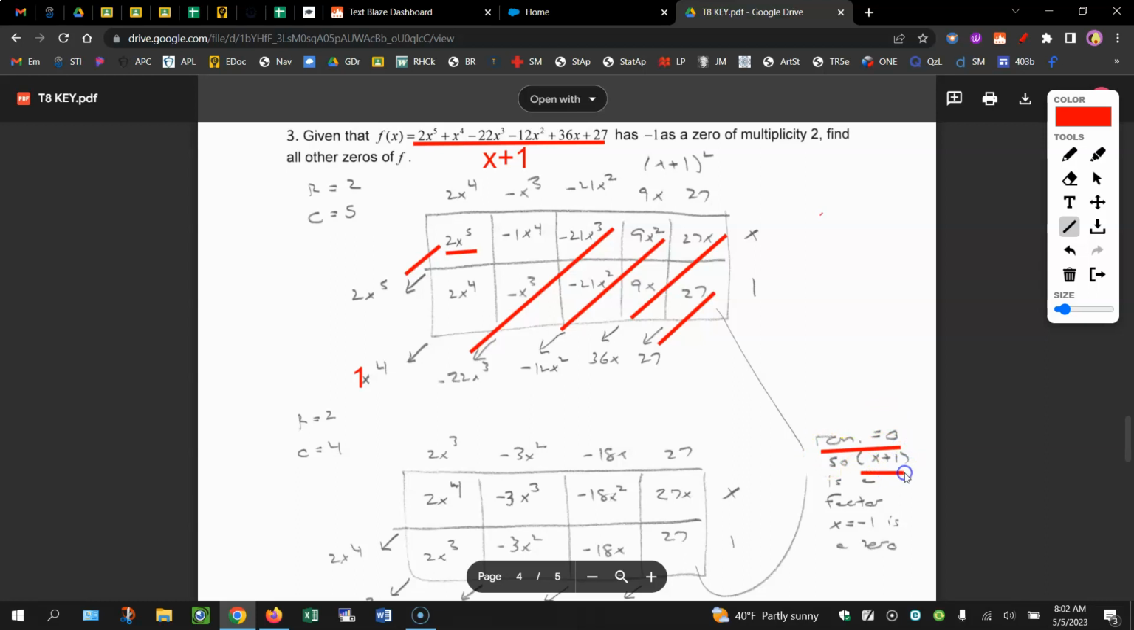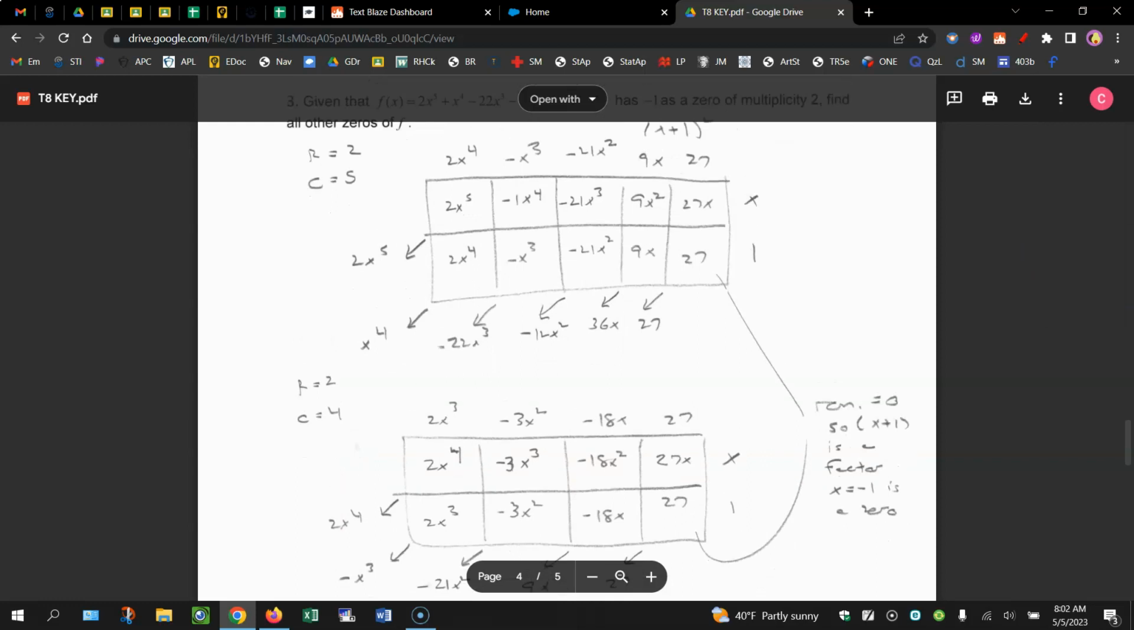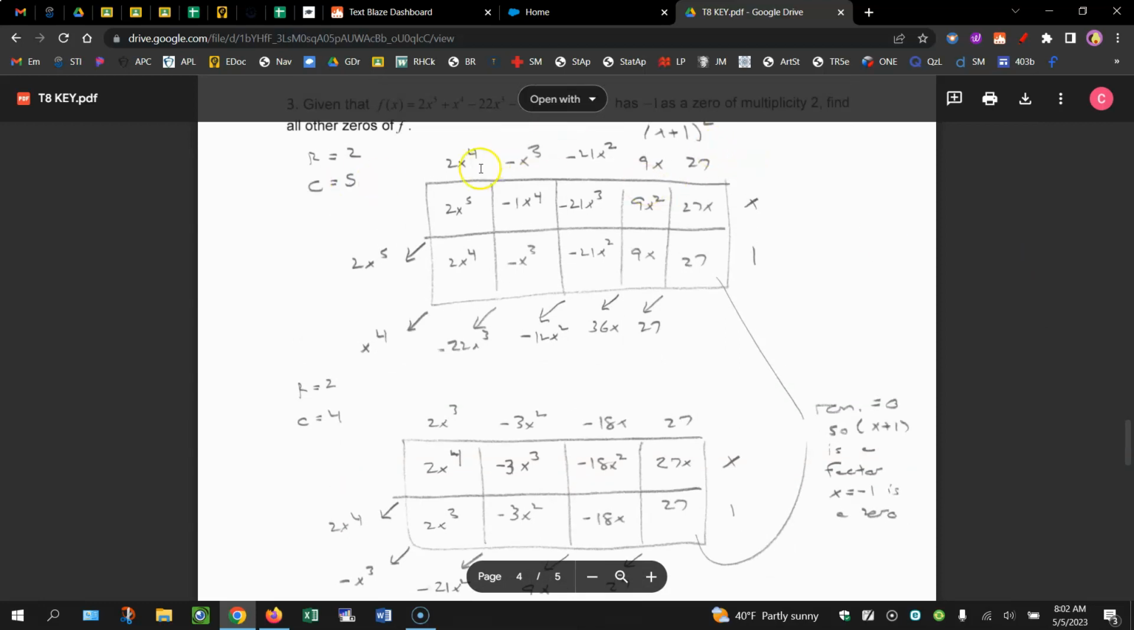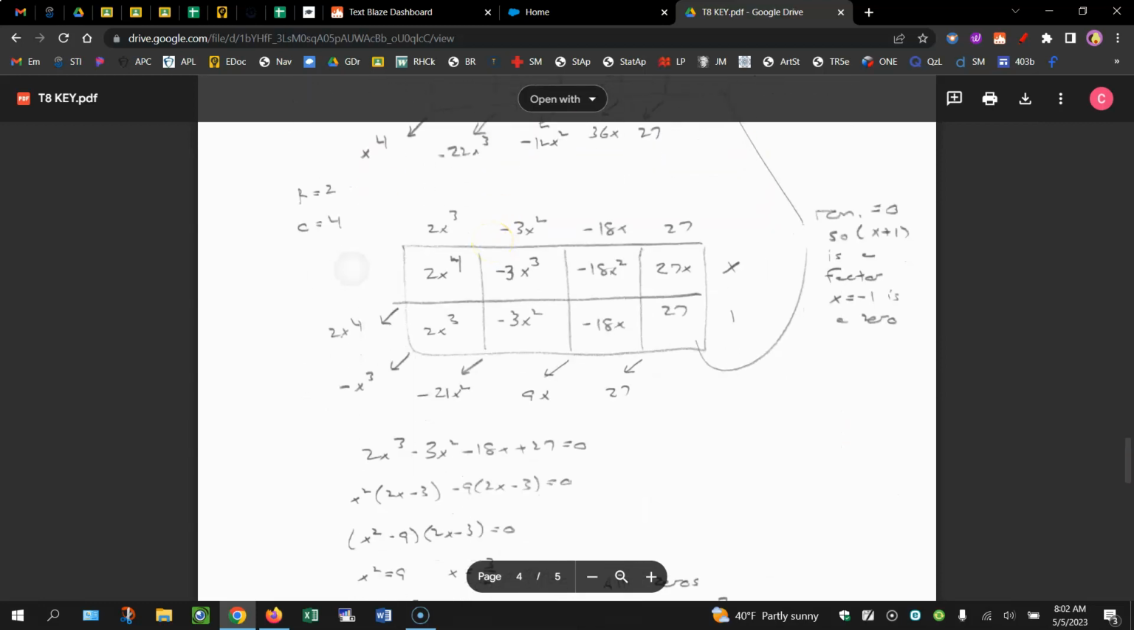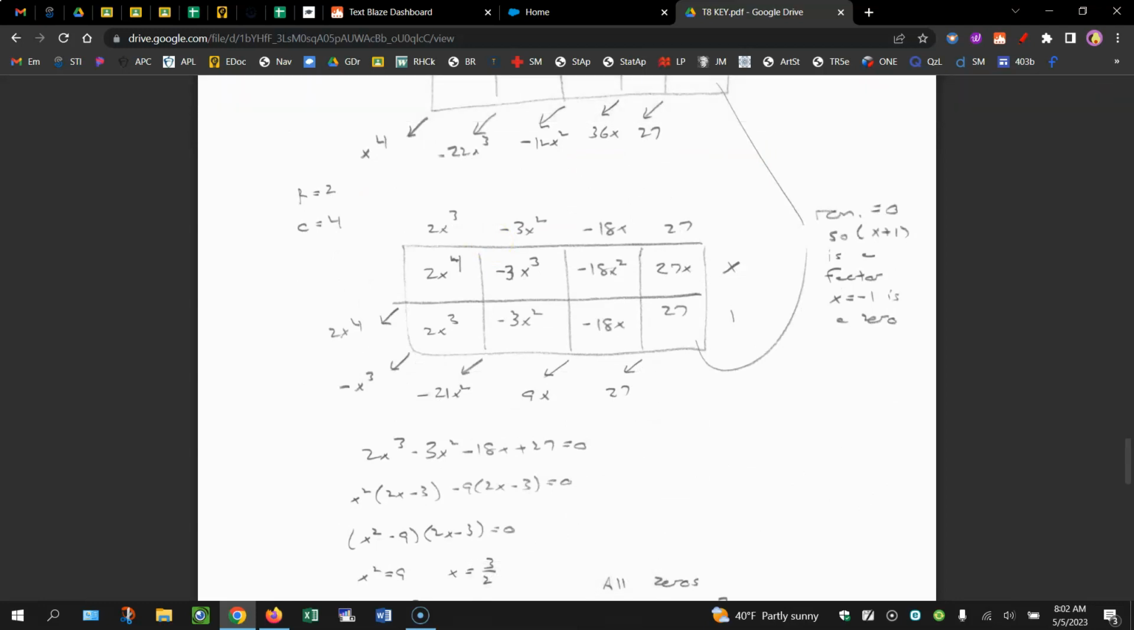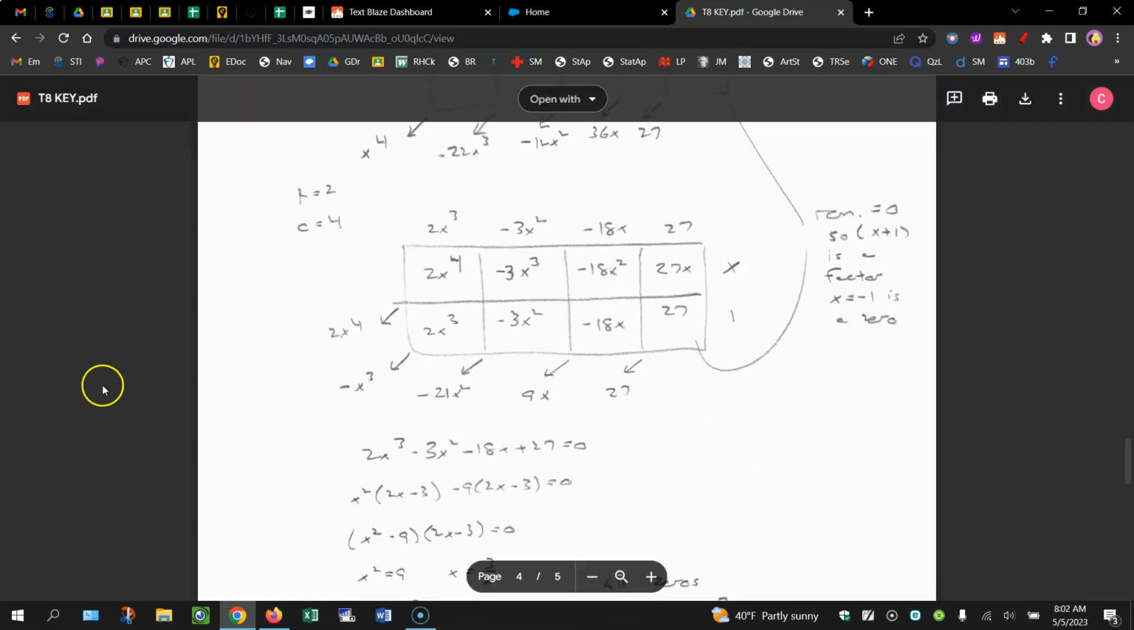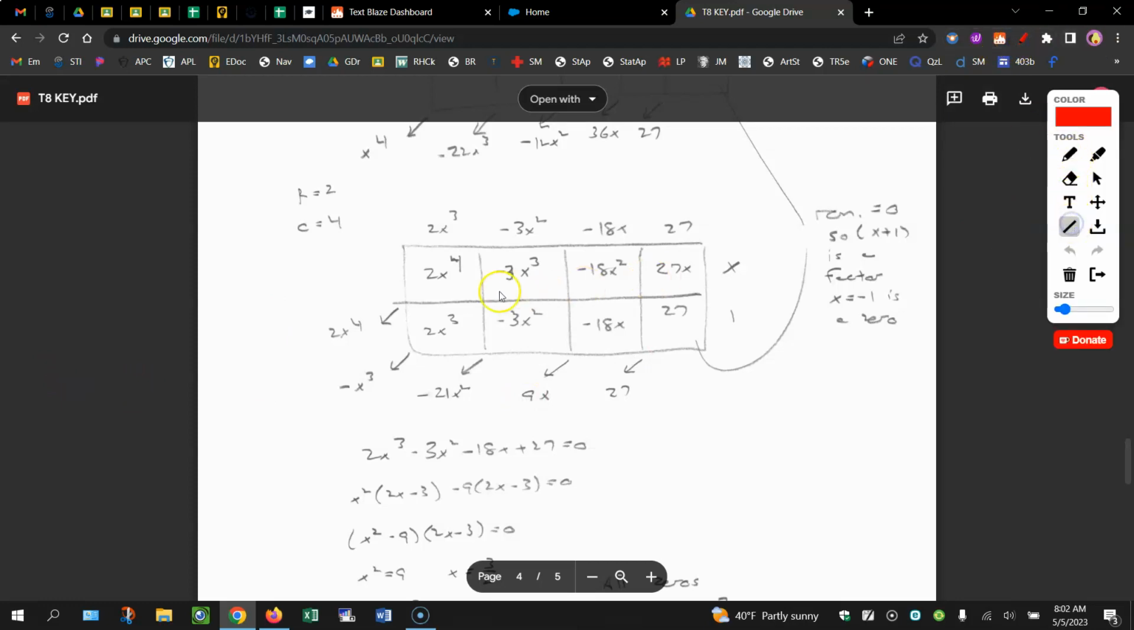So x plus 1 is a factor of this polynomial. Now, they've gone on to say this has a multiplicity of 2. So you're going to do the same process again, except now you're going to use your quotient, this 2x to the 4th minus x cubed, and set this up again. Now it's just going to have 4 columns instead of 3. You're going to follow the same process, starting in this top left corner and working your way from there. These have to add up to -1.